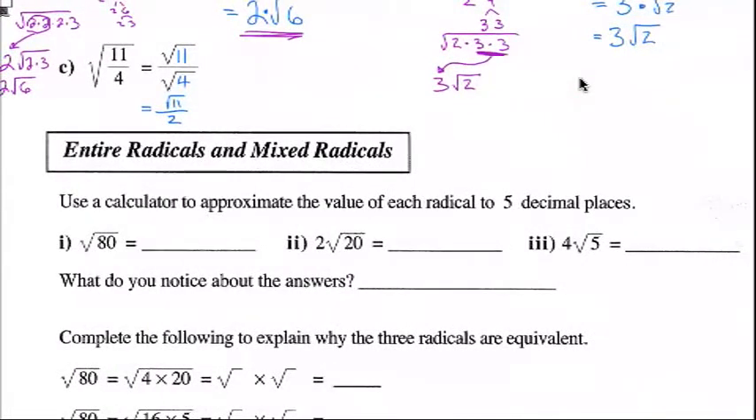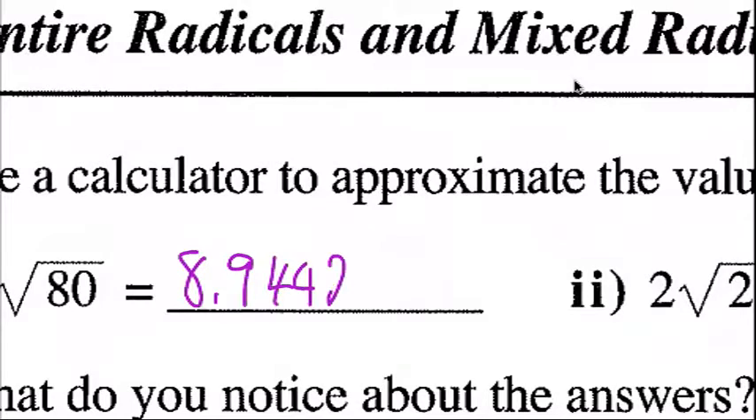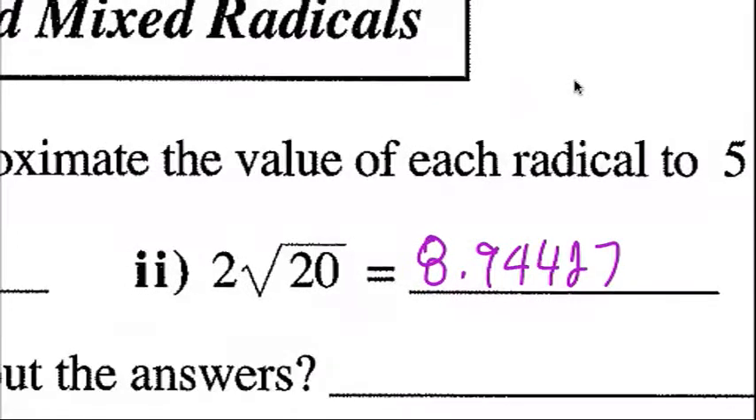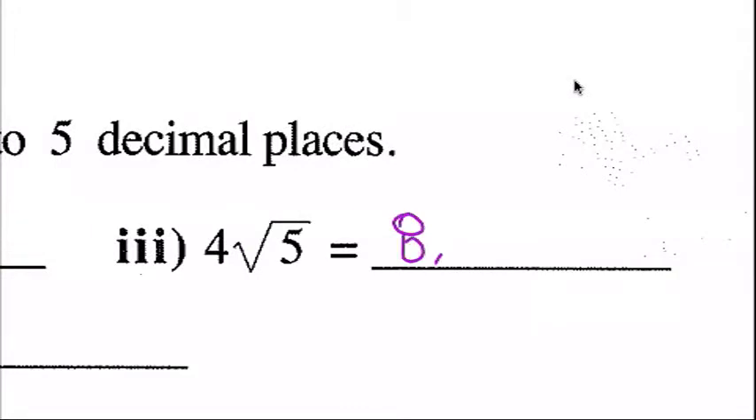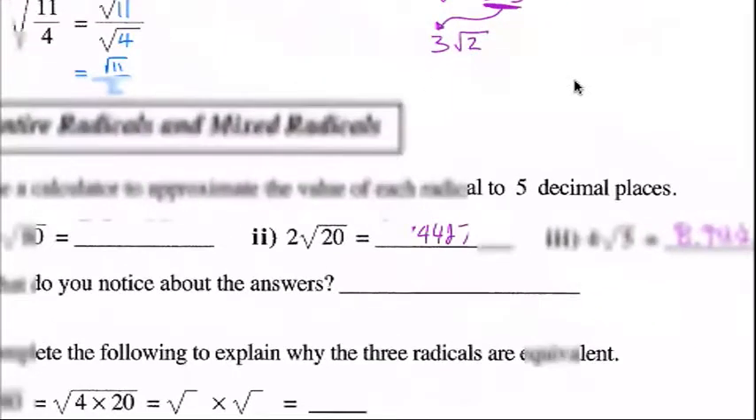Entire radicals and mixed radicals. Use a calculator to approximate the value of each radical to the nearest 5 decimal places. So when you punch these into your handy dandy calculator, you get 8.94427. Here you get 8.94427, 2 root 20, square root 80, 4 square root 5, 8.94427. And you can see that all of these are the same, right?